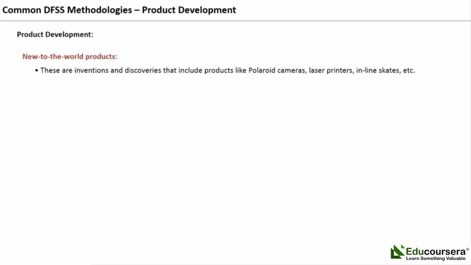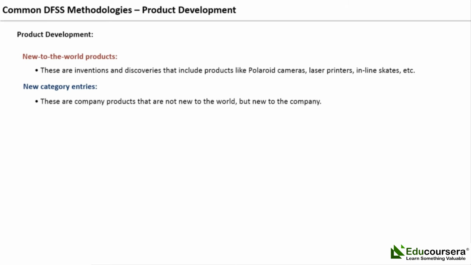Product development. Commonly accepted new product terms. 1. New to the world products. These are inventions and discoveries that include products like Polaroid cameras, laser printers, inline skates, etc. 2. New category entries. These are company products that are not new to the world, but new to the company. A Me Too type product.